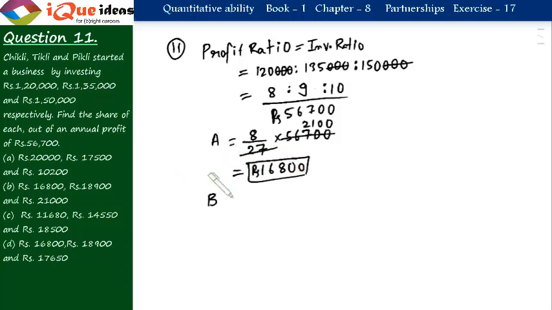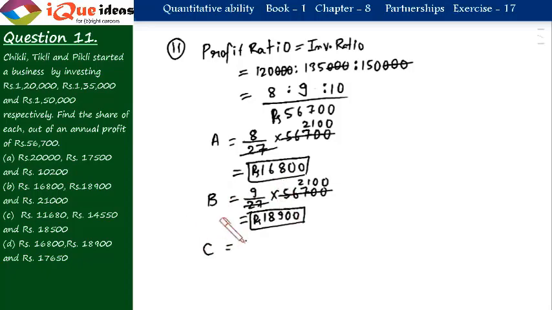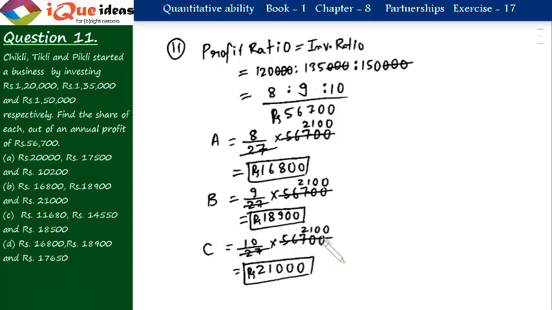Similarly, the share of B would be 9 by 27 into 56,700. So 27 cancels 567 21 times. So 2100 into 9, that is equal to 18,900 rupees. And share of C would be 10 upon 27 into 56,700. 27 cancels 56,700 2100 times, into 10, that is 21,000 rupees. So their profit shares are A 16,800, B 18,900 and C 21,000. Alright.